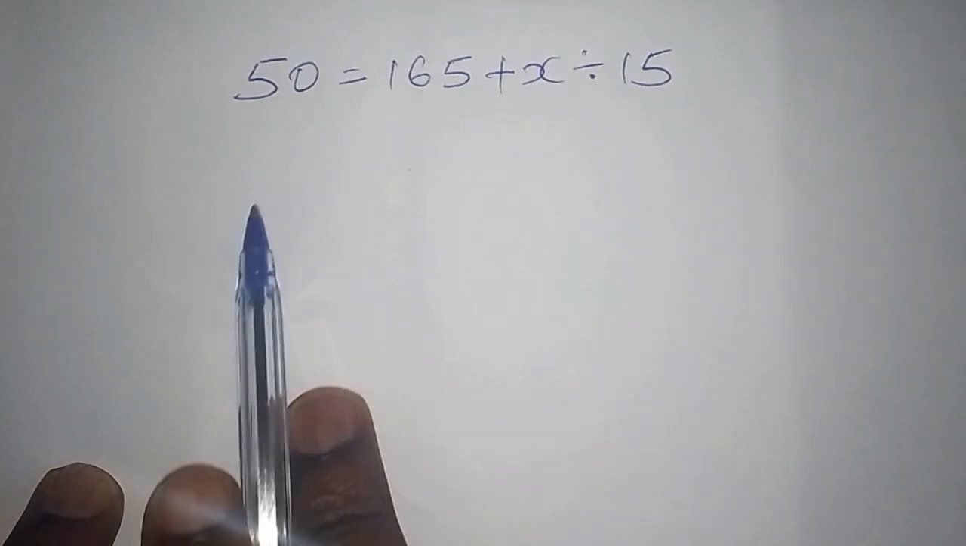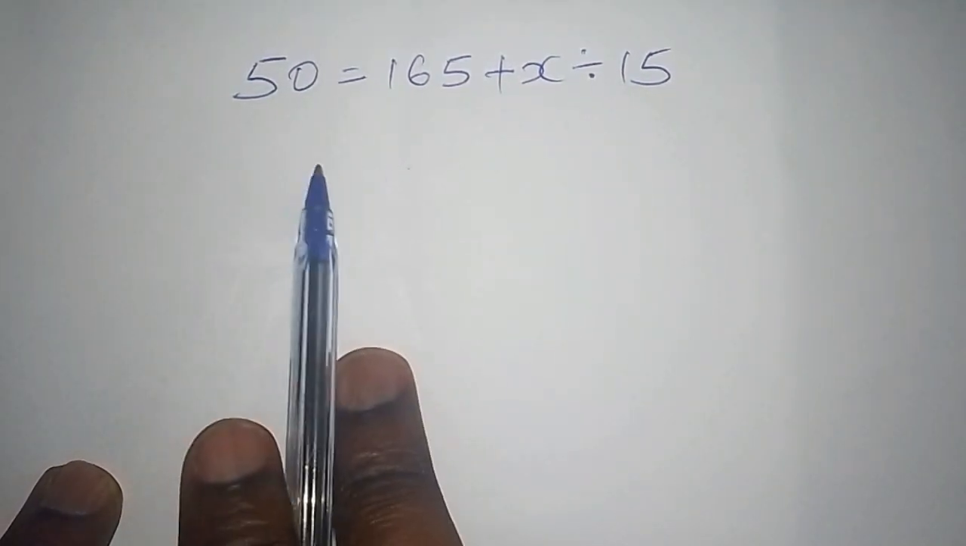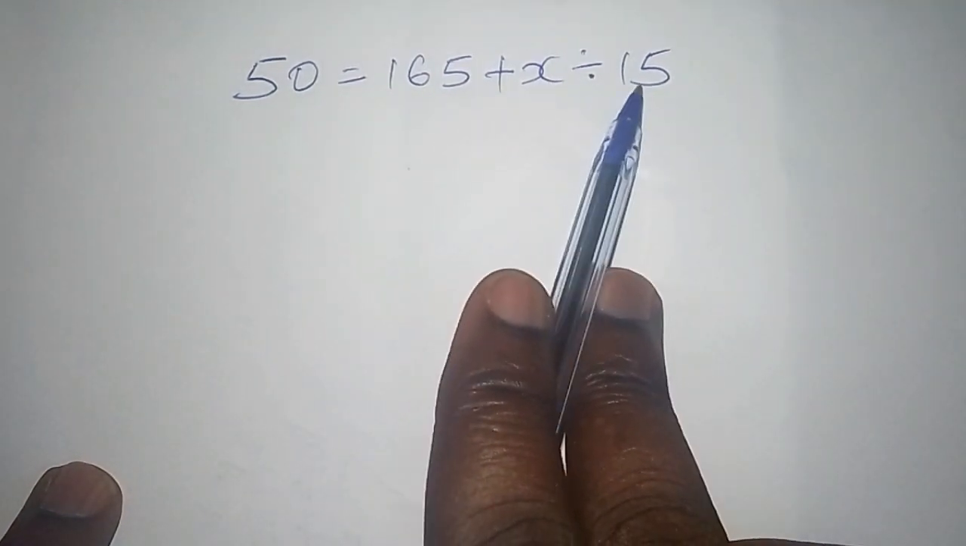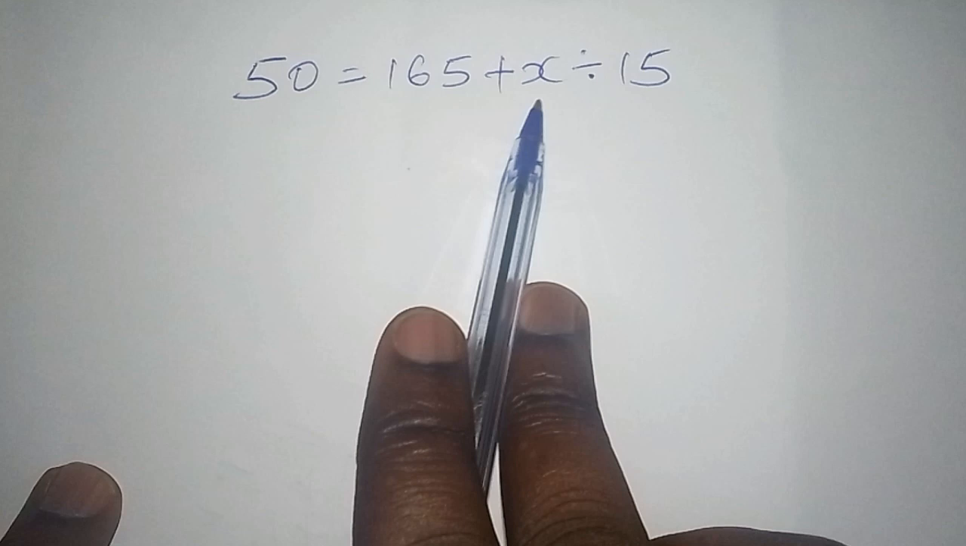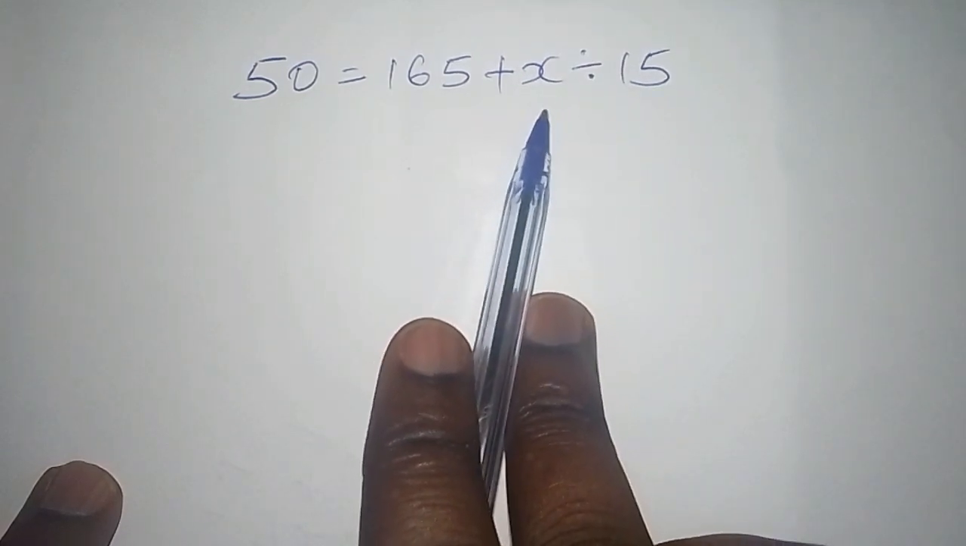Do you know that you can work out this maths problem within the shortest time possible? Now, we have 50 is equal to (165 plus x) divided by 15. So, the key answer here is to find the value of x. And how do you find out the value of x?